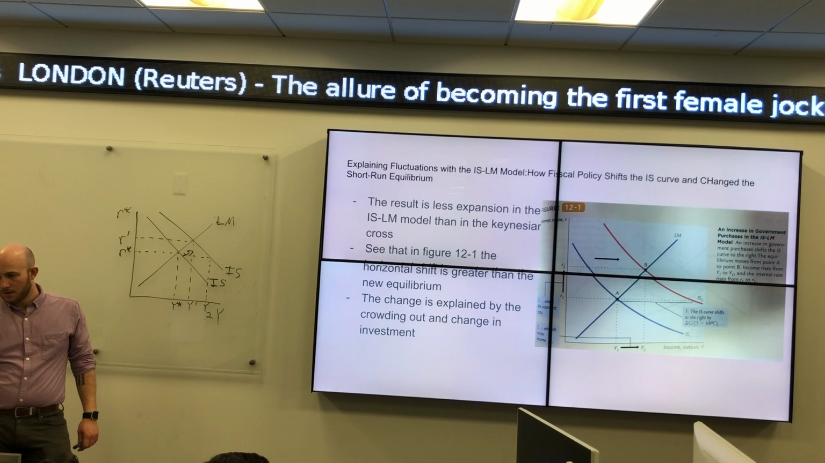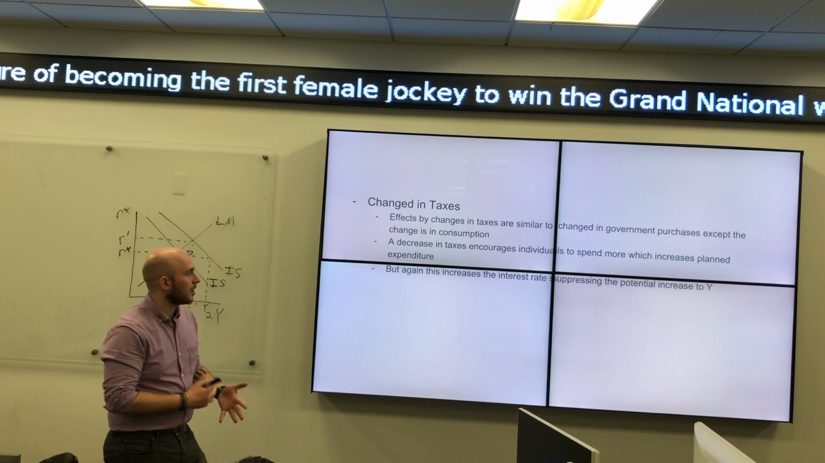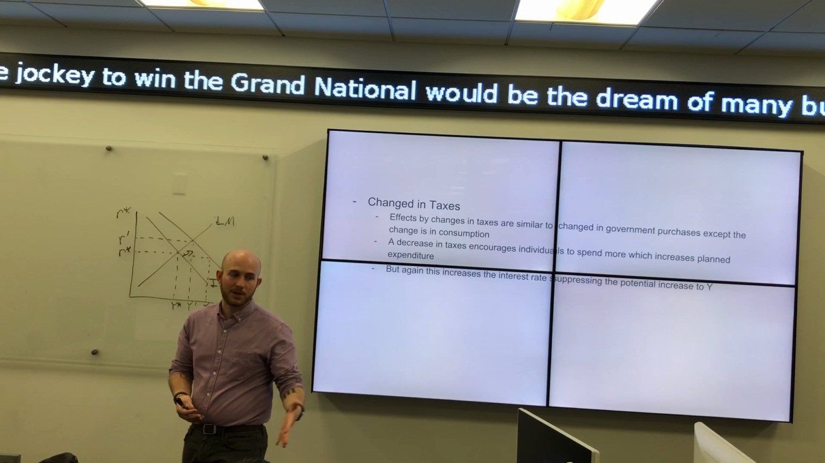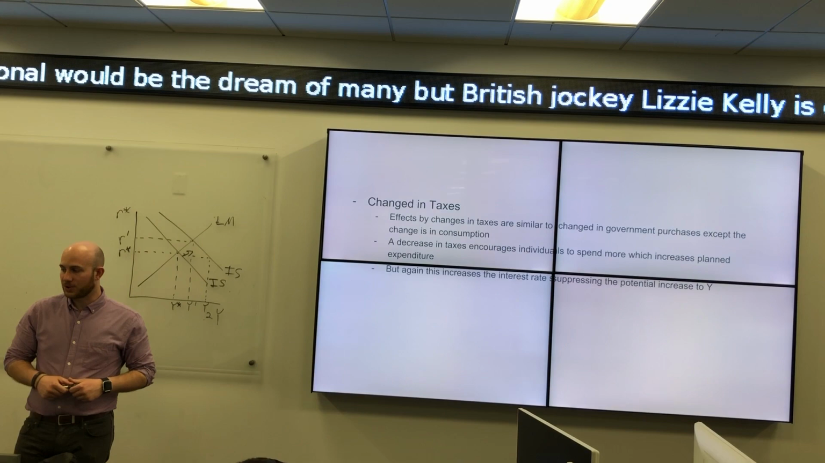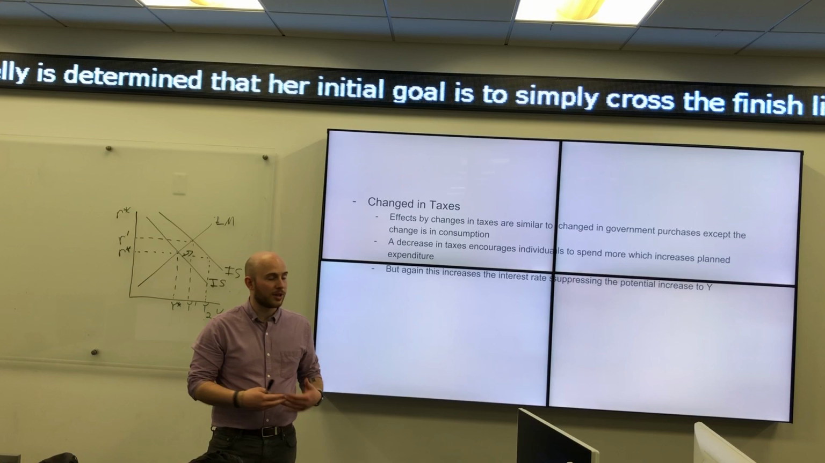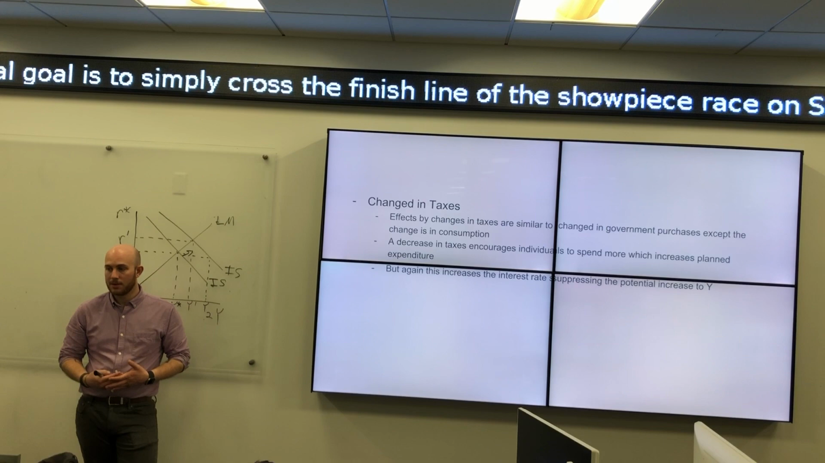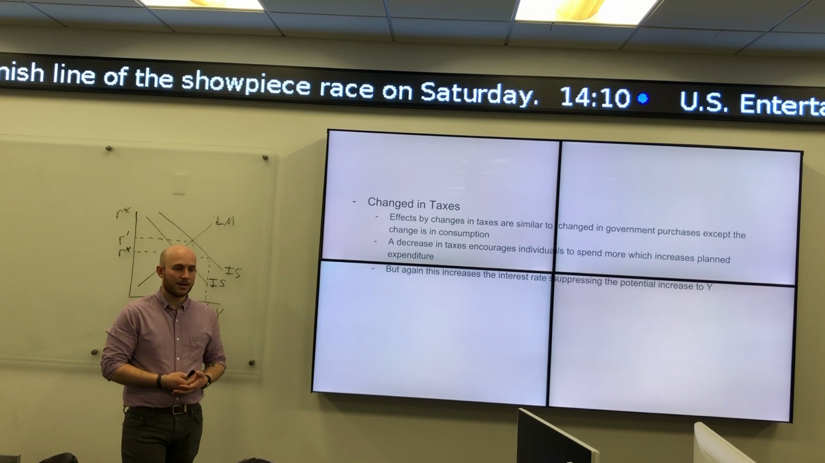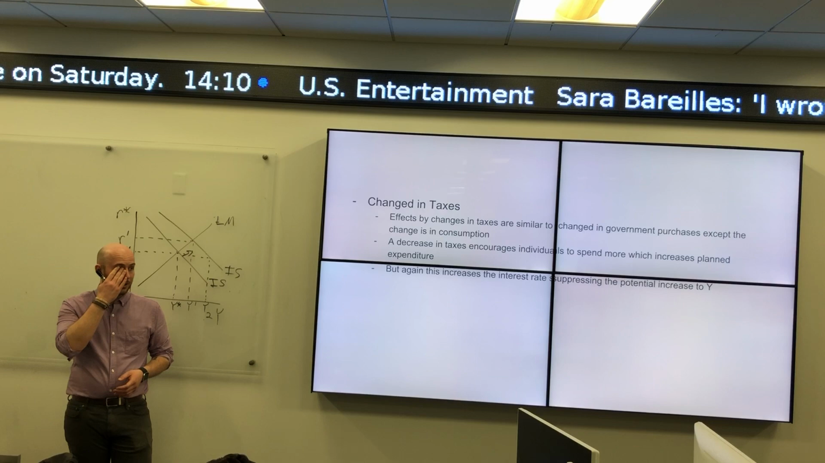All right, change in taxes. The effects of a change in taxes are similar to changes in government purchases, except the change is in consumption. So it's not going to be government, it's going to be consumption. A decrease in taxes encourages individuals to spend more, which increases planned expenditure. So again, we have a similar analysis here. But again, we're going to have this same issue where this will increase the interest rate and therefore suppress any potential to increase income. We also saw from last week, or maybe 2 weeks ago, that changes in taxes have less of an overall effect than changes in government spending.